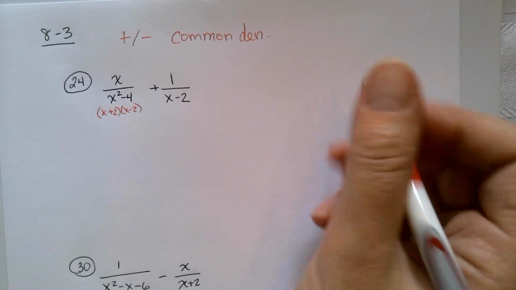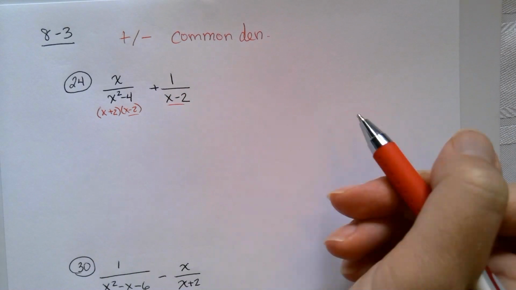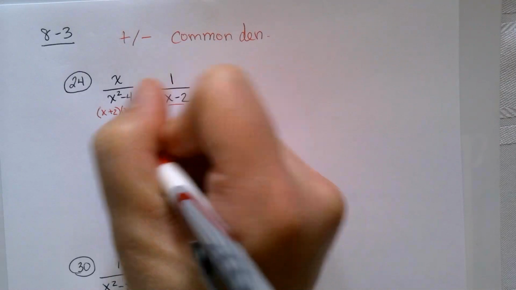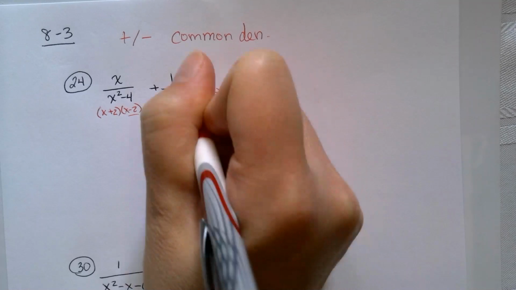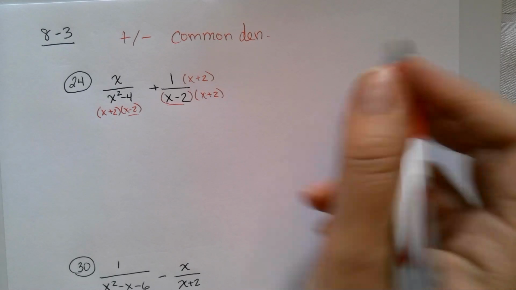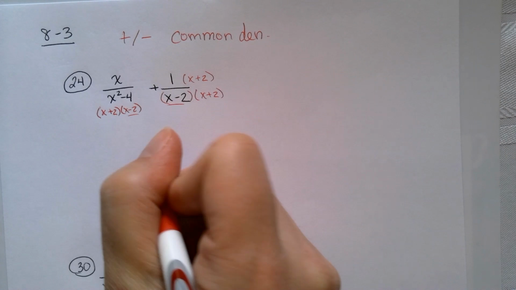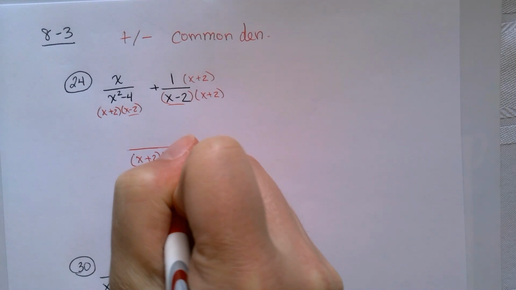Now, if you look at this, this has the x minus 2, same thing as this one. However, I need an x plus 2, so I'm going to build that. X plus 2, x plus 2. So there we go. You're welcome to rewrite each of these pieces, but I'm going to go ahead and funnel it down. I have that common denominator of x plus 2, x minus 2.